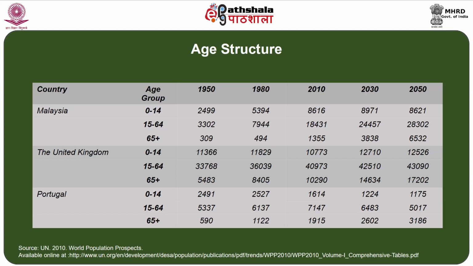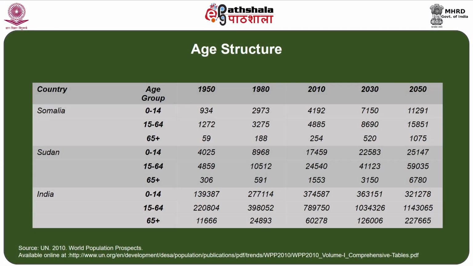The middle age bracket was 5,337 in 1950, which increased to 7,147 in 2010 and is further expected to be 6,483 in 2030. The proportion of older persons in Portugal in 1950 was 590, which has increased to 1,915 in 2010 and is projected to be further 2,602 in the year 2030.